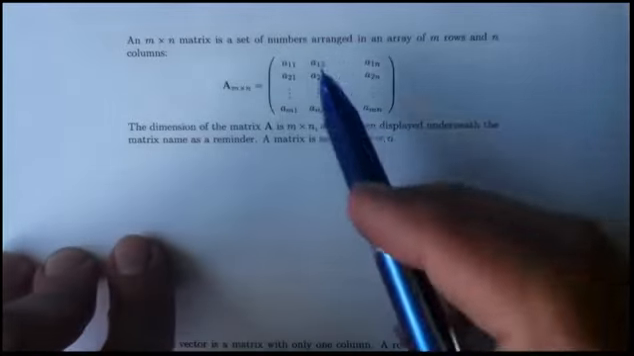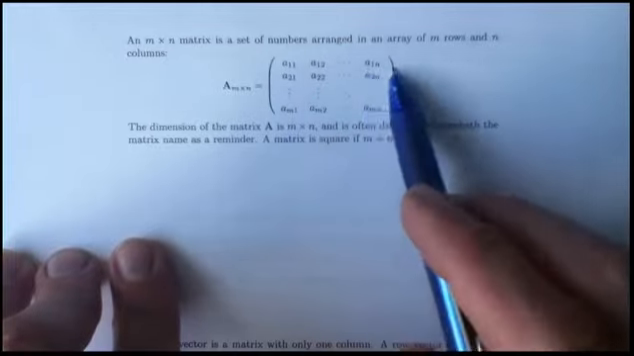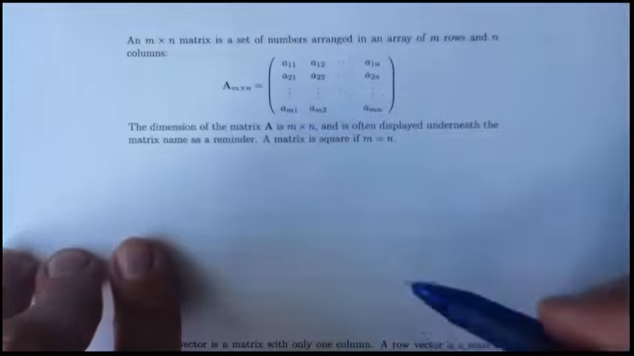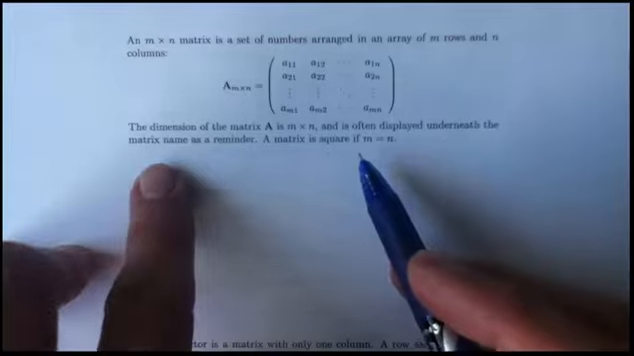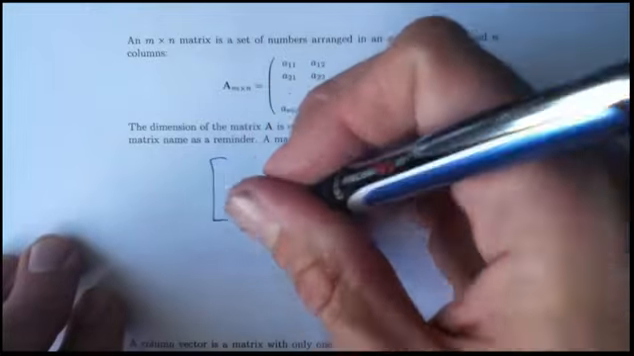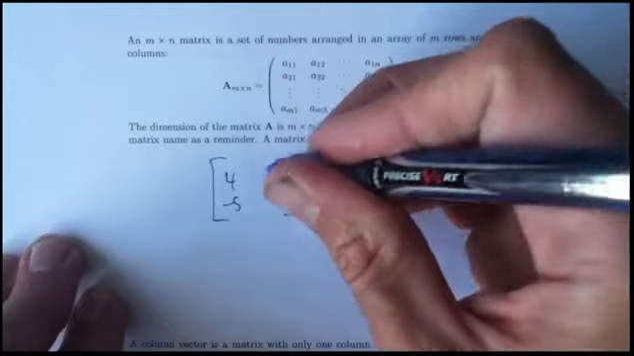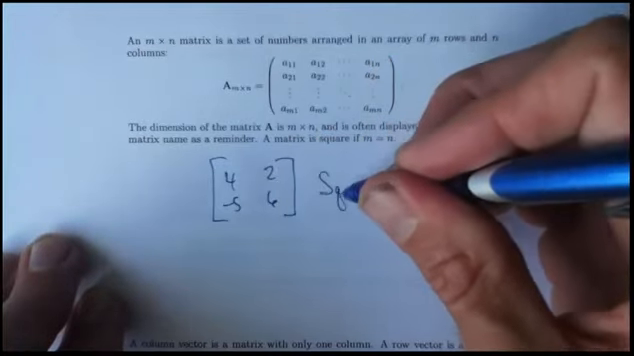Okay, so an m by n matrix is a set of numbers arranged in an array of m rows and n columns. Okay, n columns, m rows. The dimension of the matrix A is m by n. It's often displayed underneath the matrix or down in the subscript as a reminder. A matrix is square if its number of rows equals its number of columns. So for example, if I have something like this, it has nothing to do with the numbers that are inside it. This one is a square matrix.